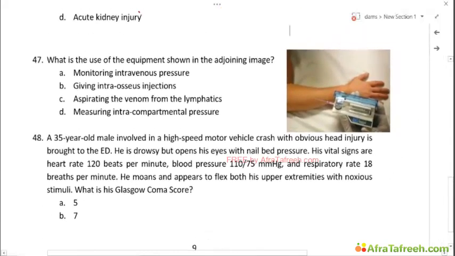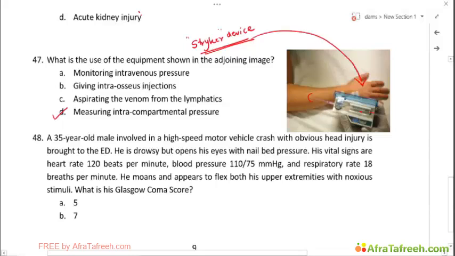Okay, come to the next question now. What is the use of the equipment shown in the adjoining image? So this is a needle which goes into one of the muscle compartments, and it is attached to the manometer and gives the reading for the intracompartmental pressure. So it is used for measuring intracompartmental pressure and goes by the name of Stryker instrument, Stryker device. Stryker is the company which makes this. There are other ways of measuring the intracompartmental pressure as well, and the device which is demonstrated is manufactured by Stryker. It is used for intracompartmental pressure.